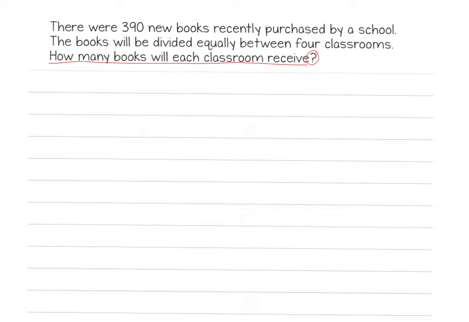How many books will each classroom receive? Wonderful. We know that there are 390 new books and that the books will be divided equally between 4 classrooms. So go ahead and write your equation down on your paper. What equation will we be solving? Pause the video and do that.